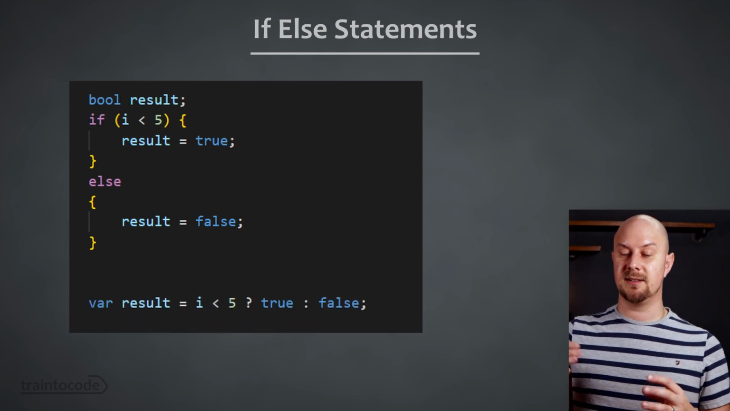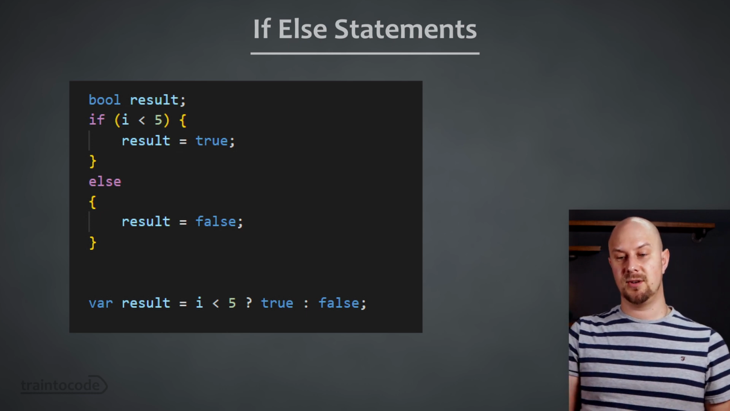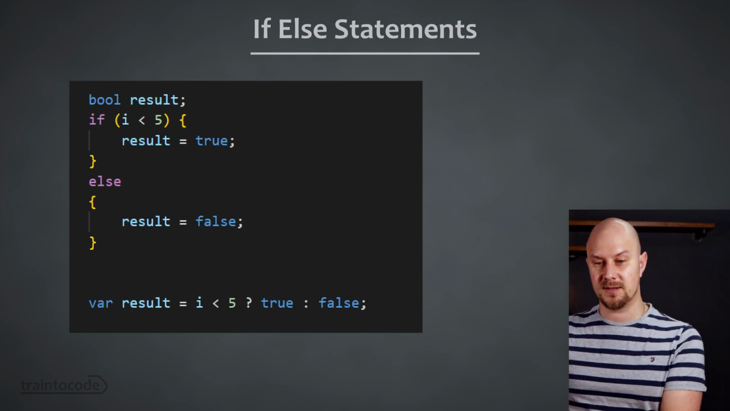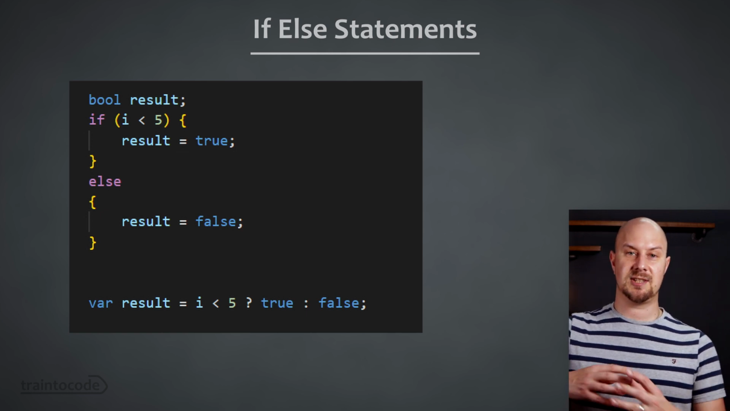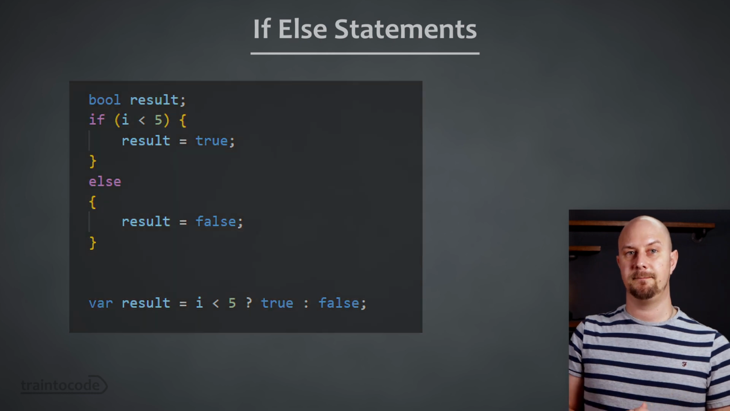So here we're setting the result to the condition. If that's true, then set it to true. If it's false, then set it to false. So this is actually doing exactly the same as the if-else statements above. It's just doing it in a much more declarative way.